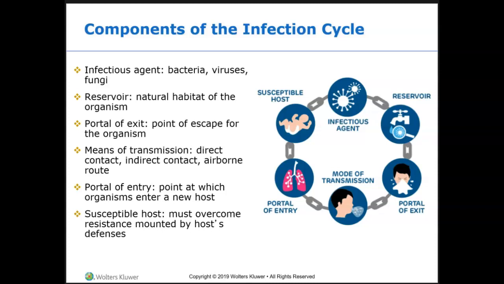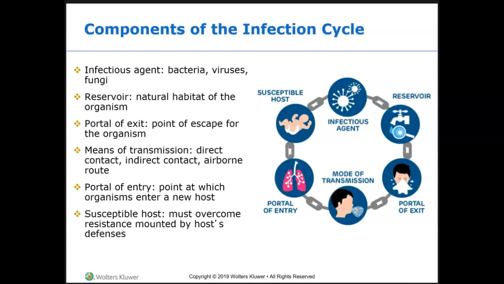Components of the infection cycle are as follows. So we have an infection that is a disease state that results from the presence of what we call pathogens, or disease producing microorganisms that come into contact with the body. An infection occurs as a result of the cyclical process of being introduced to these different types of pathogens and will also involve six components. The cyclical process of the infection begins with the infectious agent.